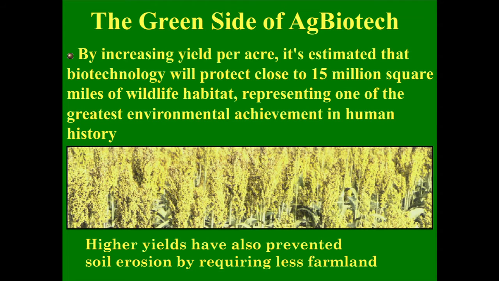So I think to strike a balance between a knee-jerk reaction and the facts is really required. Actually, to do more than that, to evaluate the facts and form an appropriate opinion. So to balance this, we can look at the green side of ag biotech, that people in favor of this technology would say that by increasing yield per acre, it's estimated that these kinds of technologies, including genetic modification, might protect close to 15 million square miles of wild habitat.